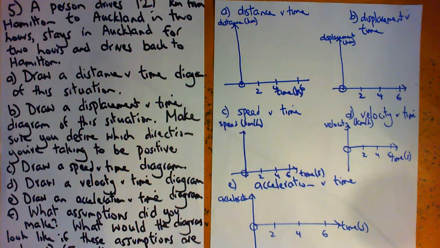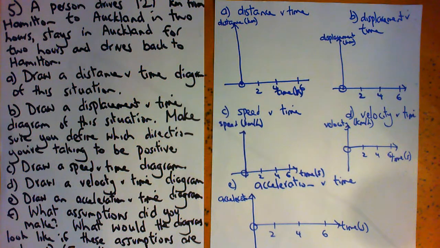So the milestone times are going to be 2 hours when the person arrives in Auckland, 4 hours because they spend 2 hours in Auckland, so that's going to be when they leave Auckland, and then 6 hours, which will be when they return. So we need to draw a distance versus time diagram.